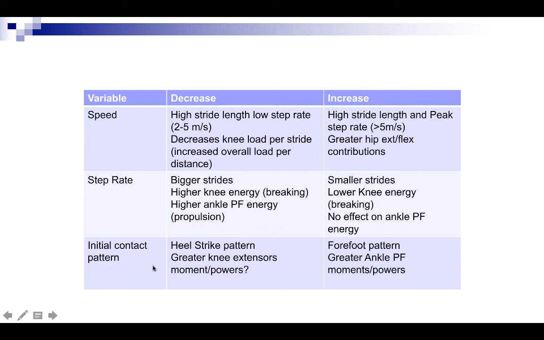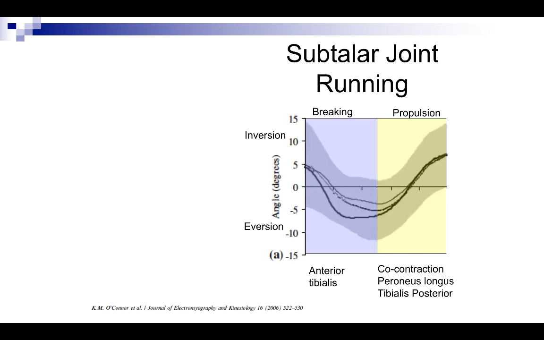And then for initial contact patterns, we know with a forefoot pattern, we're going to have greater ankle plantar flexion moments and powers, and then decreased ground reaction force rates of loading throughout the limb.